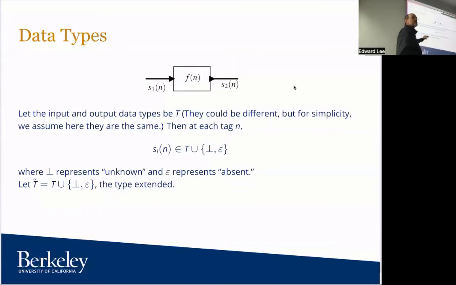And then capital T in this case represents the set of all values that are allowed within the data type of the port. If you're doing Python programming, T is the set of all possible Python values, because it's an untyped language. If you're doing C programming, then it depends on what data type you declare for the port. If you declare int, this will be the set of all 32-bit integers. Is that clear enough? So we call T tilde the data type augmented with this unknown and absent. That's the first step, and the inputs and outputs will be represented as members of this set.